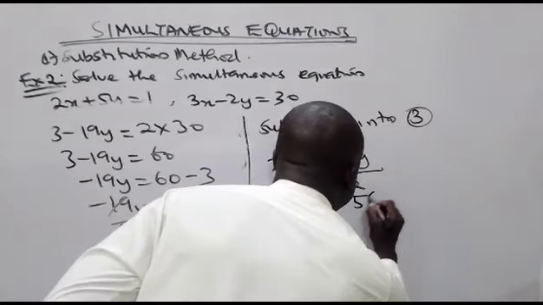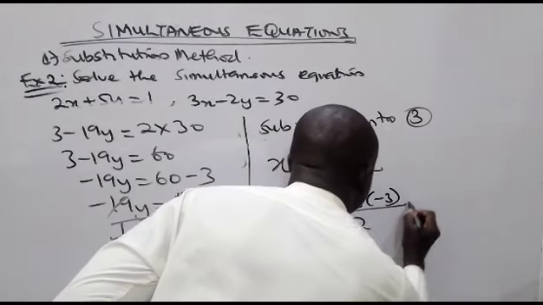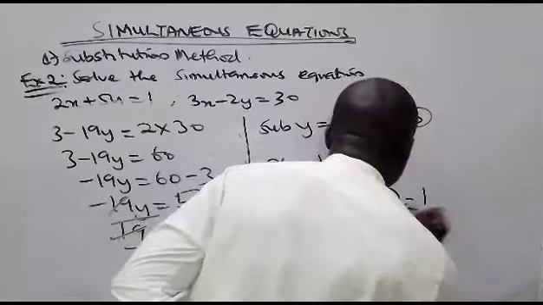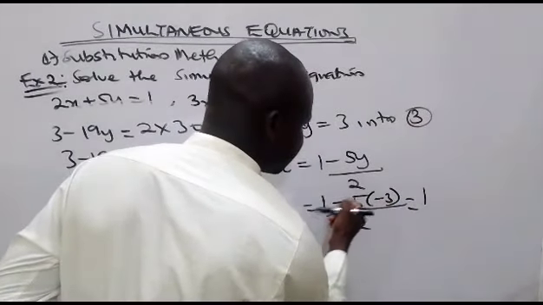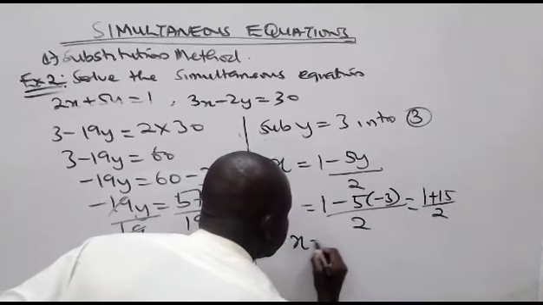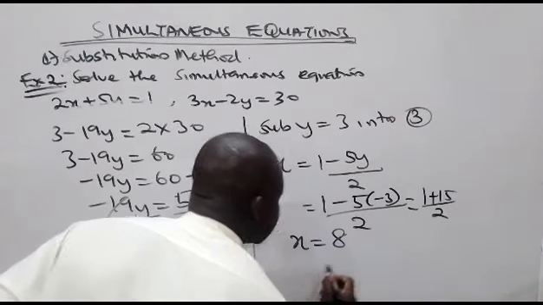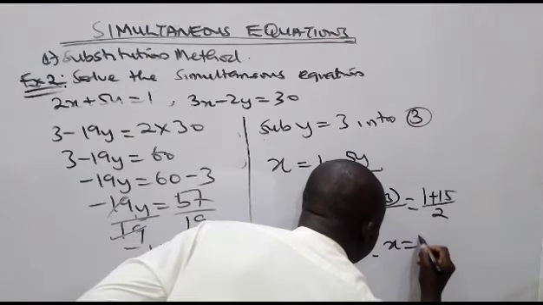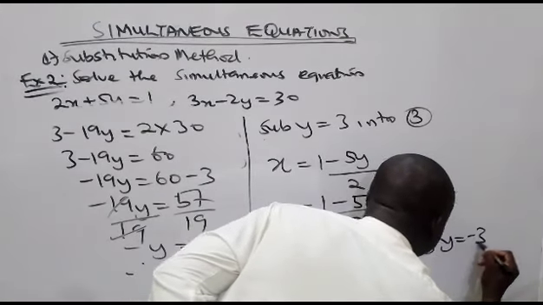Then I will have 5 into bracket minus 3, divided by 2. So here I'm going to have 1, minus times minus is plus. So 5 times 3 is 15. Plus 15, all over 2. So x will be equal to 16 divided by 2, and that is 8. Therefore, x is equal to 8 and y is equal to minus 3.